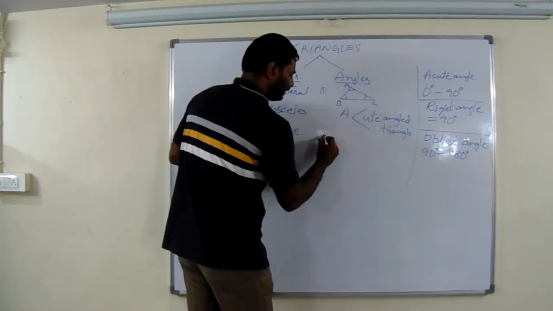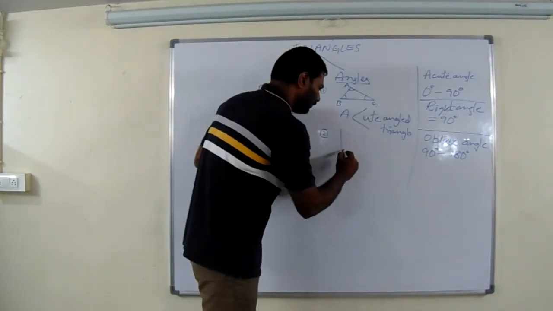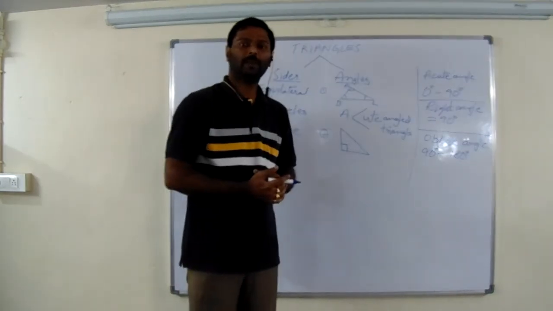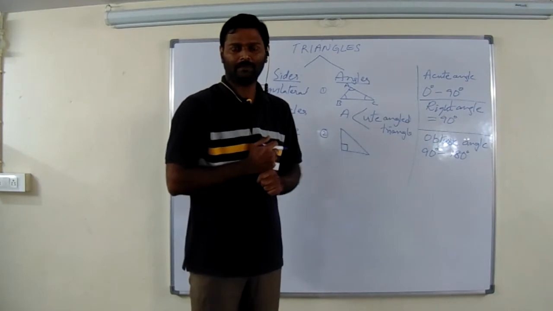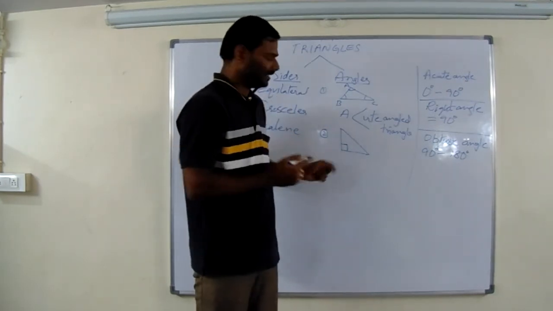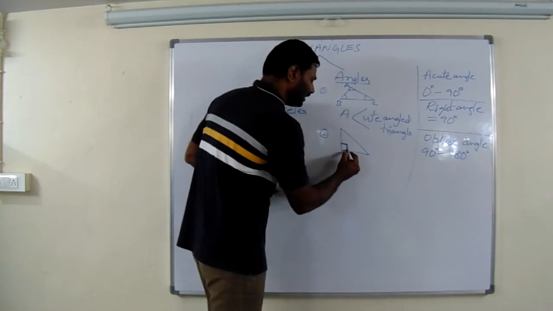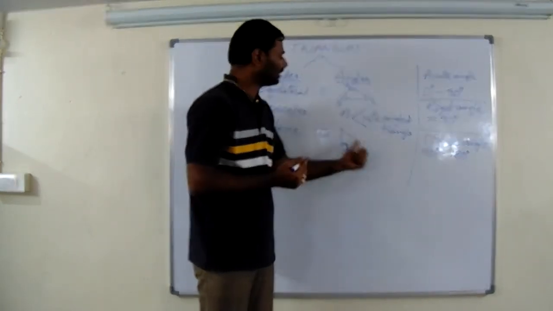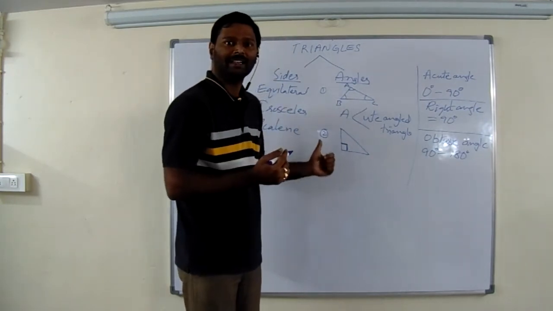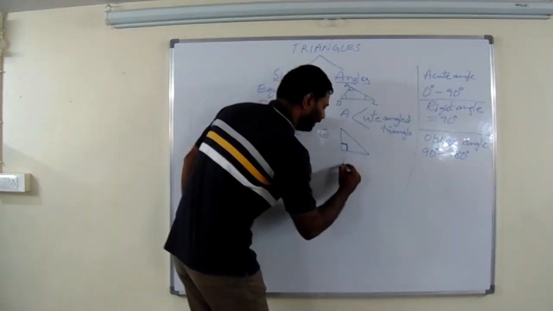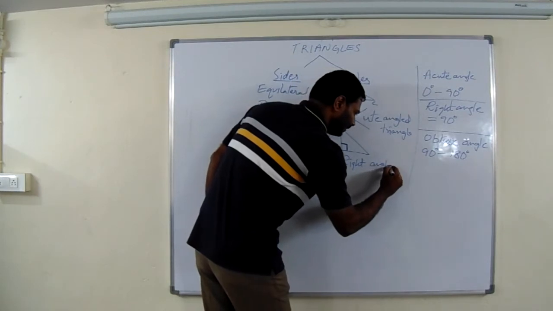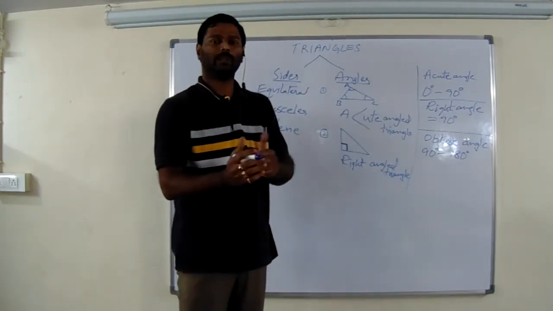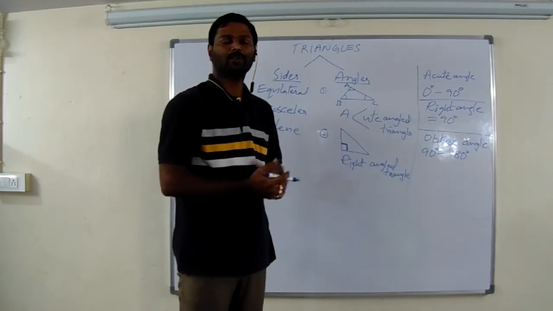This is one. The second one: in a triangle, out of the three angles, if at least one of the angles is 90 degrees. This is the only angle which we can show with a box marking like this. No matter how much the other two angles are, if one of the angles is exactly 90 degrees, we call such a triangle a right angled triangle. It is simply a triangle with one of its angles as 90 degrees.